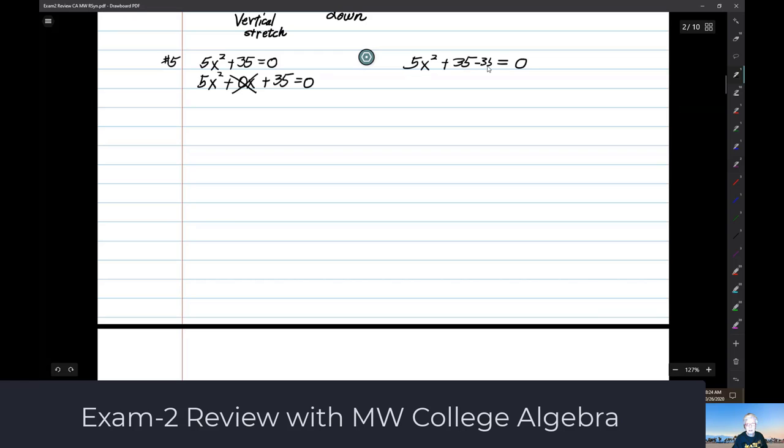Subtract 35, subtract 35, so that 5x squared equals negative 35. Then this is 5 times x squared, so we can divide it out. It's not trapped in any parentheses. So we're going to have x squared equals negative 7.